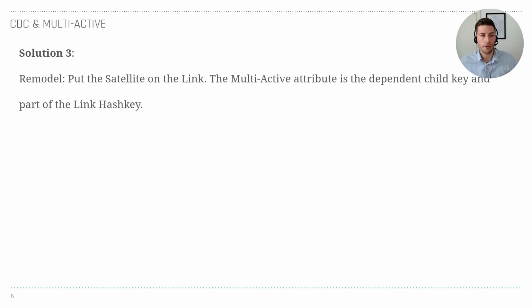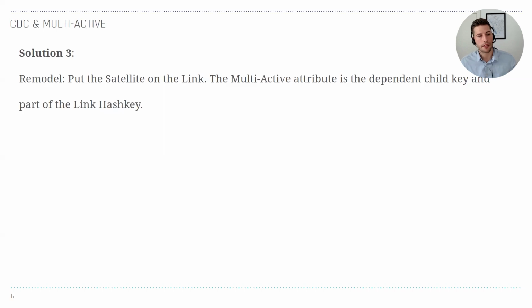For example, you could put the satellite on the link. I didn't create a model here, but the model I have in mind is that I have a customer hub here, and I usually have the multi-active satellite here, right? But the customer table in the source system usually has some other business object references, maybe to a company, maybe to an employee, maybe to whatever, right? So that means there's usually a customer link as well, right?